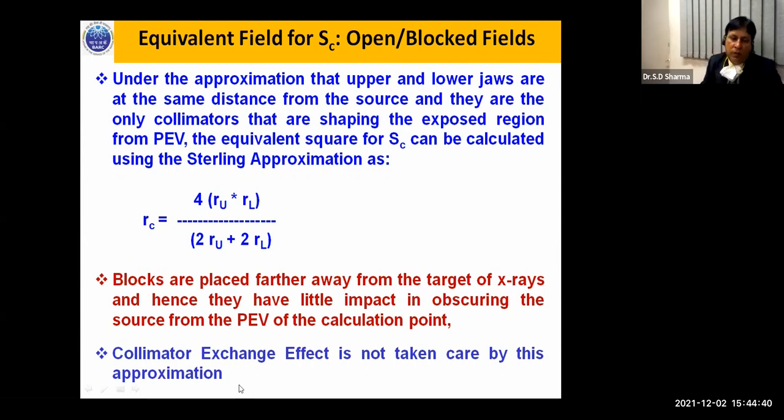Now one more parameter, which is called collimator exchange effect, is not taken care of by the Sterling approximation, but the good news is that the majority of accelerators now come with an inbuilt shield for the monitor chamber, because collimator exchange effect was arising because of the backscatter radiation generated by the nearest jaw of the secondary collimator system. So monitor chambers are nowadays shielded, and because of that the magnitude of collimator exchange effect has been minimized.